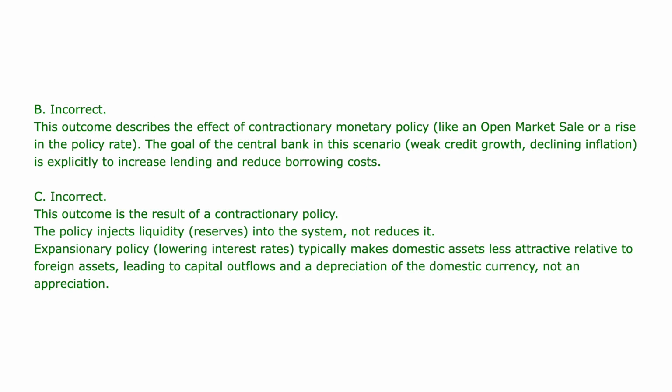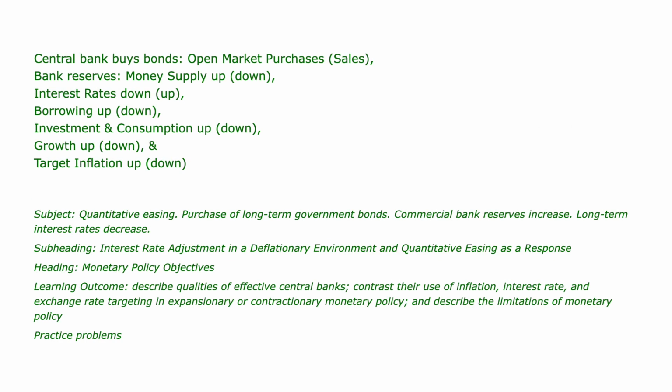B. Describes contractionary effects, less lending, higher borrowing costs, which contradict QE's expansionary purpose. C. QE increases liquidity, not reduces it, and typically leads to currency depreciation, not appreciation. Bond purchases result in reserves up, interest rates down, borrowing up, investment and consumption up, growth and inflation up.